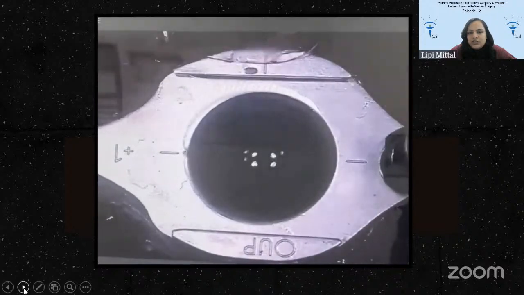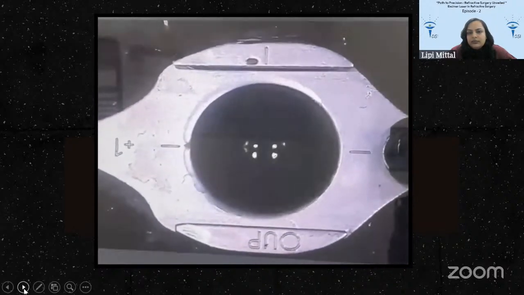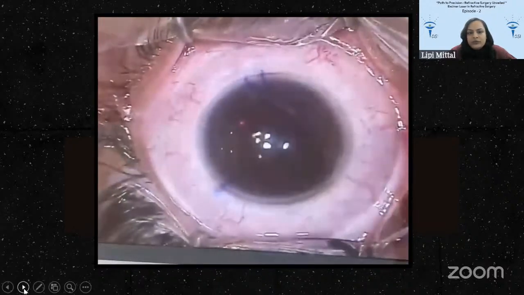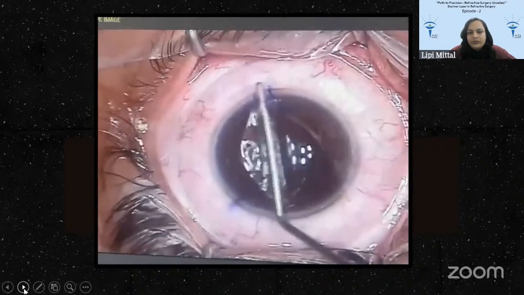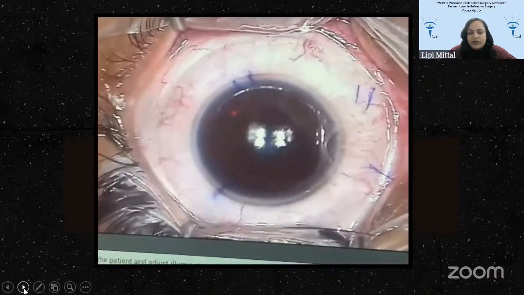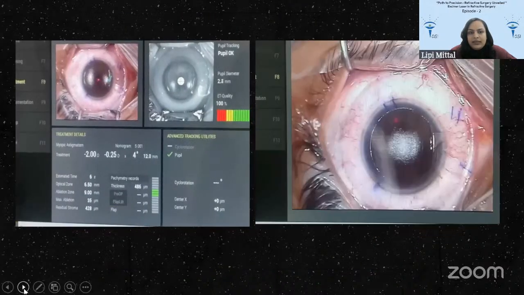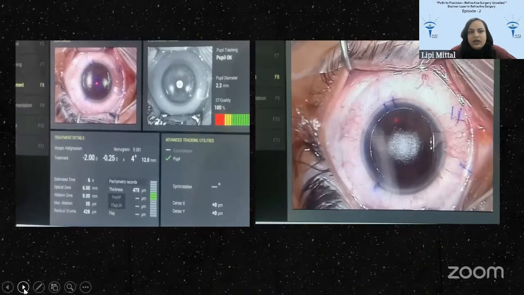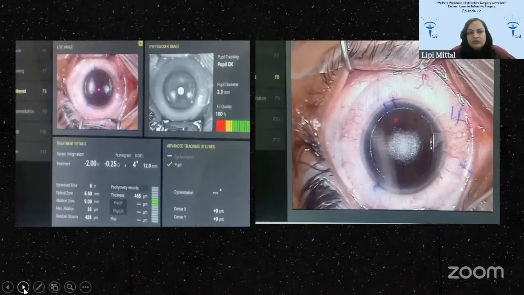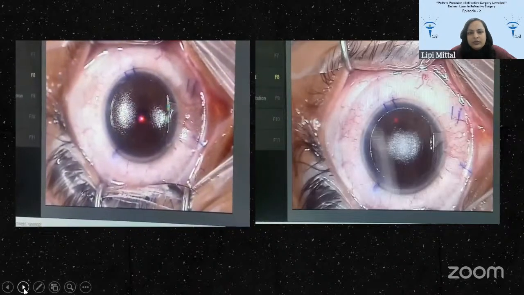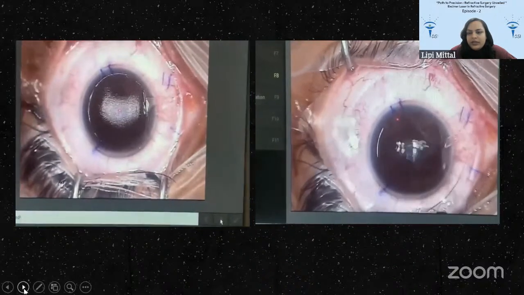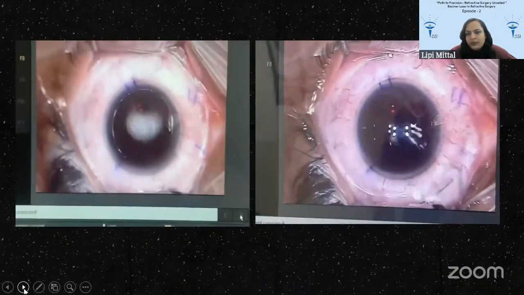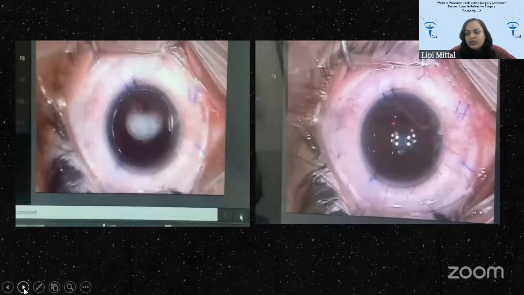And then the suction is released and the ring is removed and the flap is lifted. After that, drying of the flap is done, and then the excimer laser ablation is done onto the stroma. Then all the laser debris has to be washed from the bed as well as from the flap side.